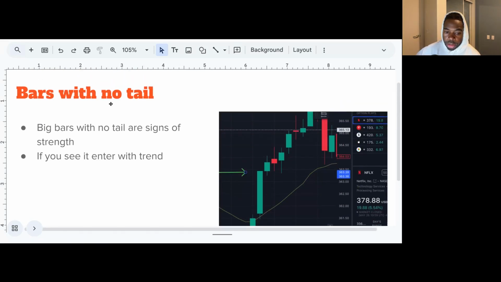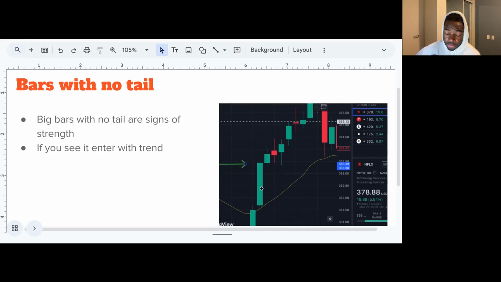And then we need to understand on the chart this pattern right here of really just a bar with no tails. So big bars with no tails are a sign of strength. So that shows you that at the end of the trading session, people were still buying the price up, and they were buying it up so much that it closed at the highest point on this bull bar.